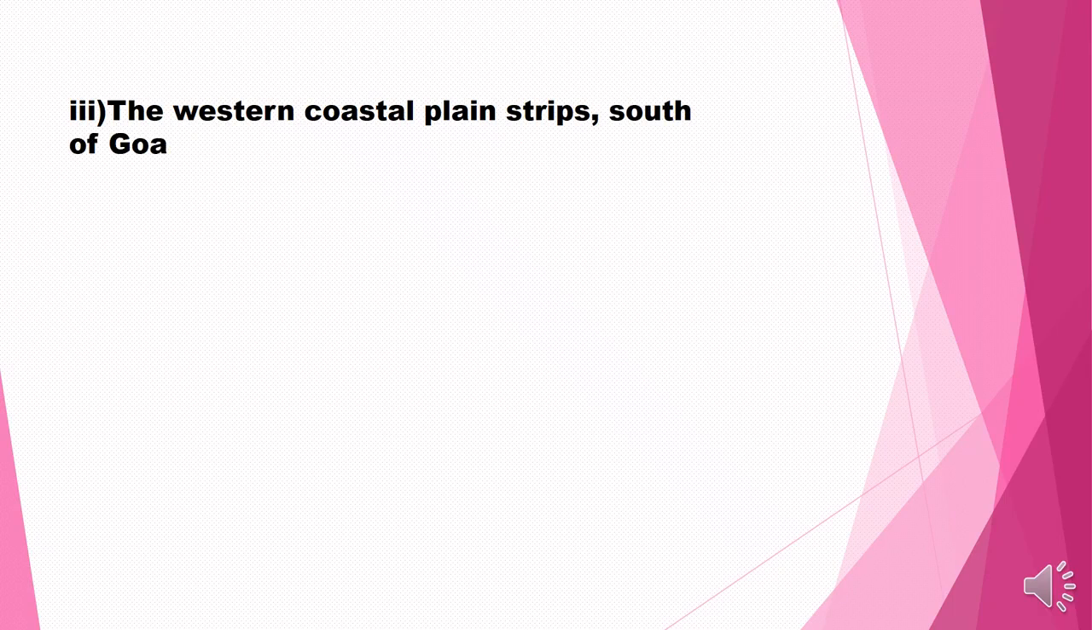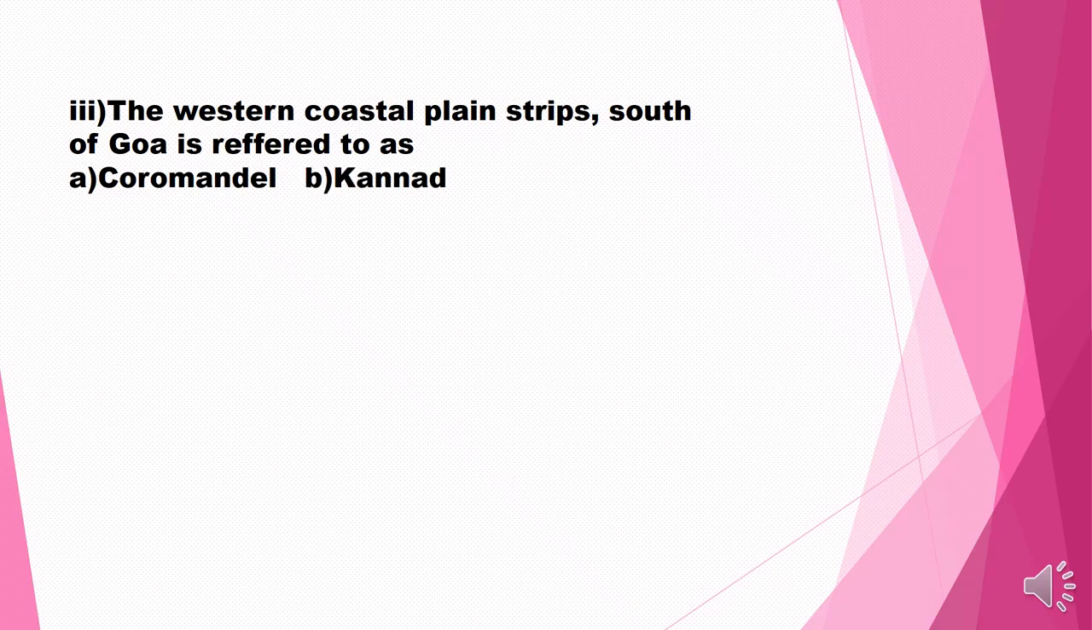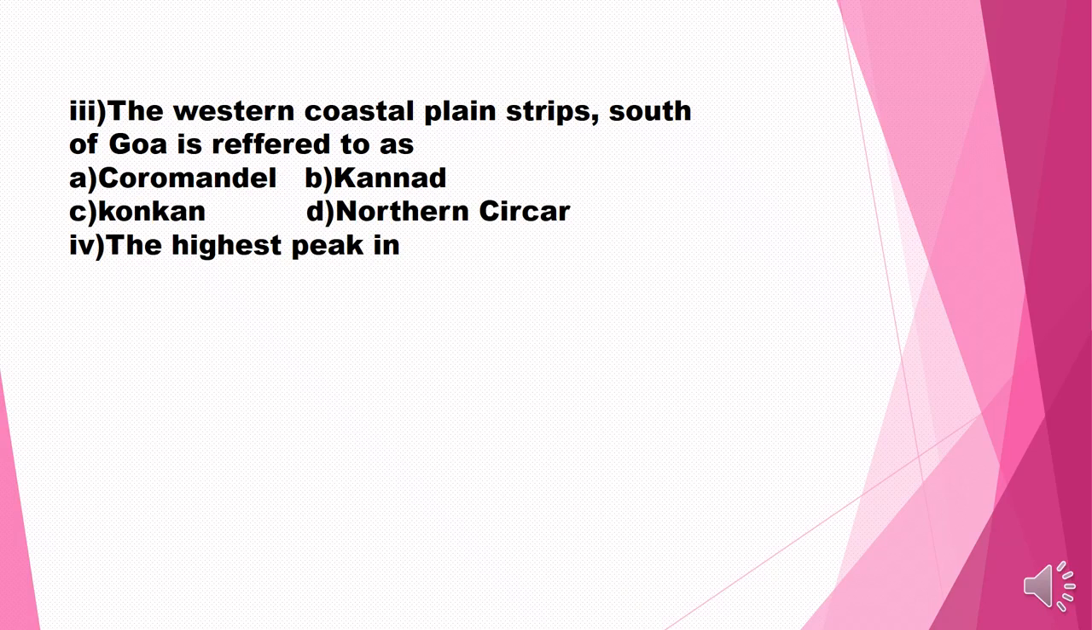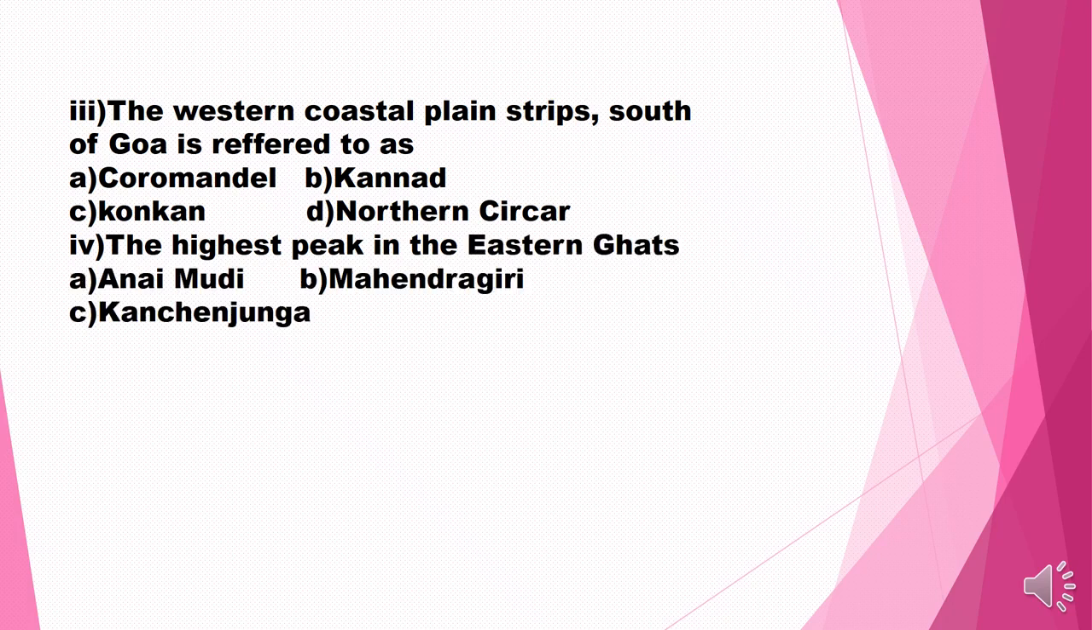And third, the western coastal plain strip south of Goa is referred to as: Coromandel, Kannad, Konkan, and Northern Circars. Fourth, the highest peak in the Eastern Ghat. And the options are Anaimudi, Mahendragiri, Kanchenjunga, Khasi.